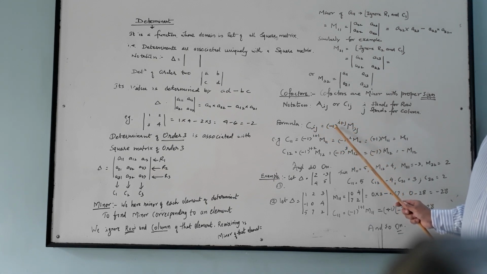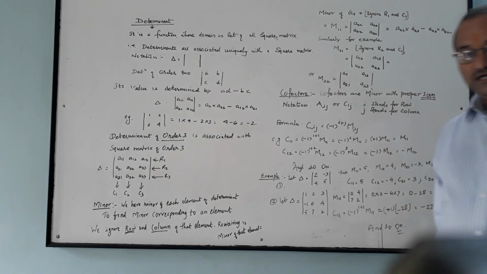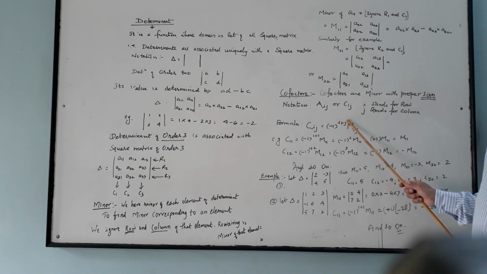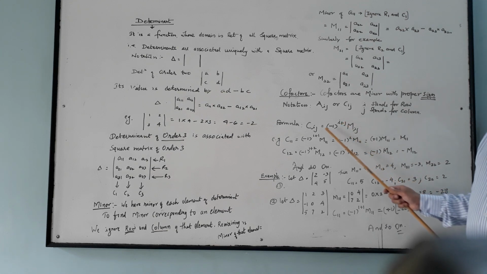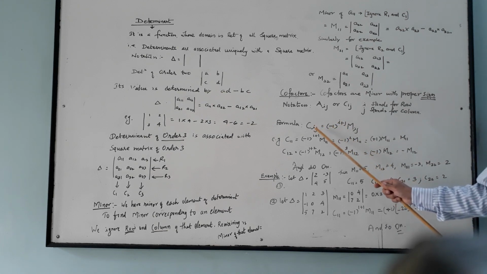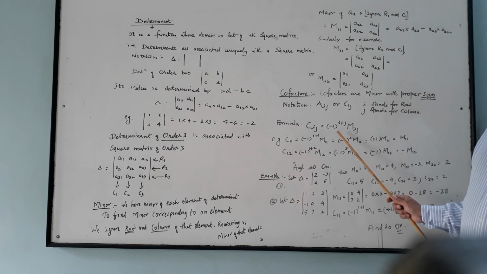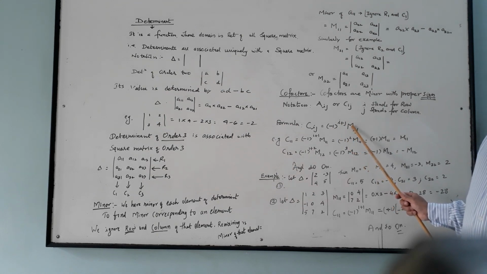But when I plus j is odd, when we put minus 1 to the power an odd number, we will get minus 1. So in this case, when I plus j is odd, cofactor and minor will have opposite sign. If the minor is negative, the cofactor will be positive. If the minor is positive, the cofactor will be negative.